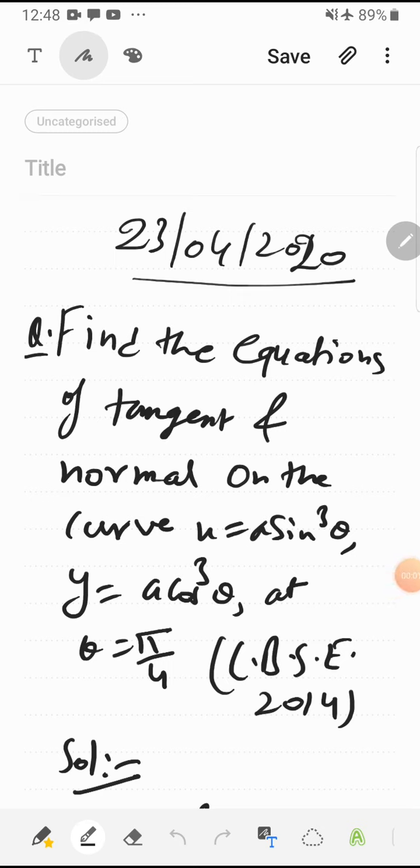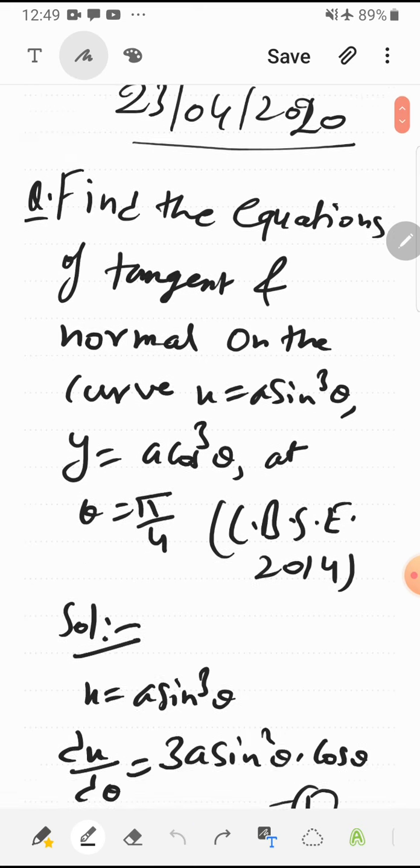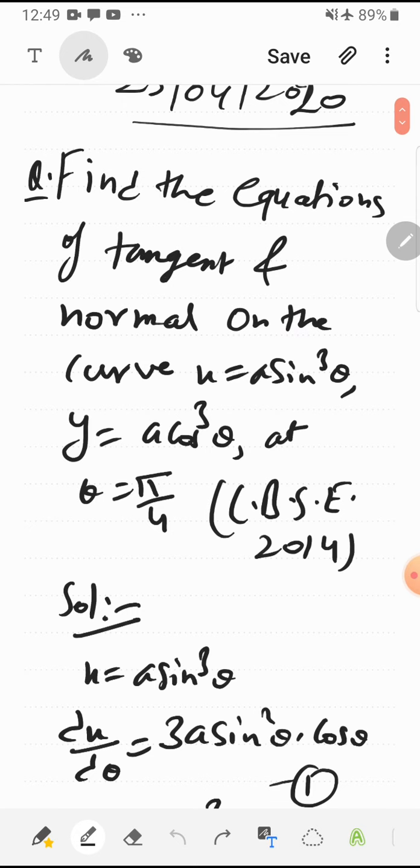Hello students, today we are going to discuss some practice questions based on tangent and normal. So students, the first question under this category is: find the equation of tangent and normal to the curve x equals a sin cube theta and y equals a cos cube theta at theta equals pi by 4. This question has been asked in CBSE 2014.